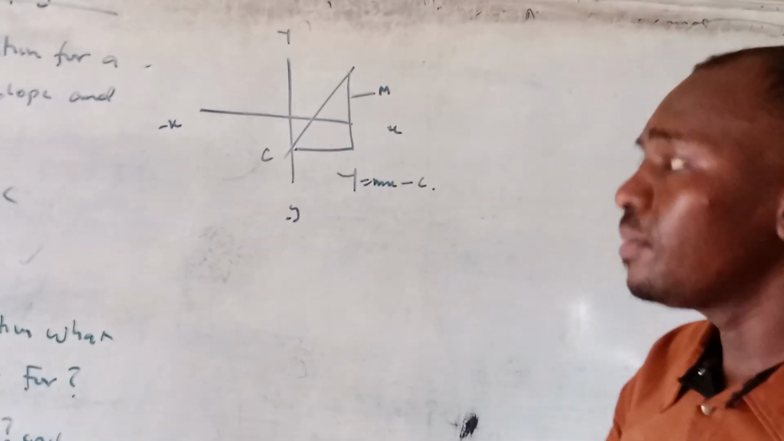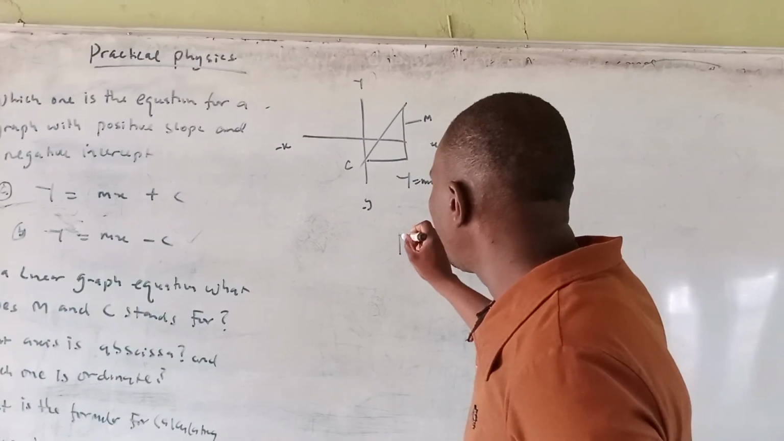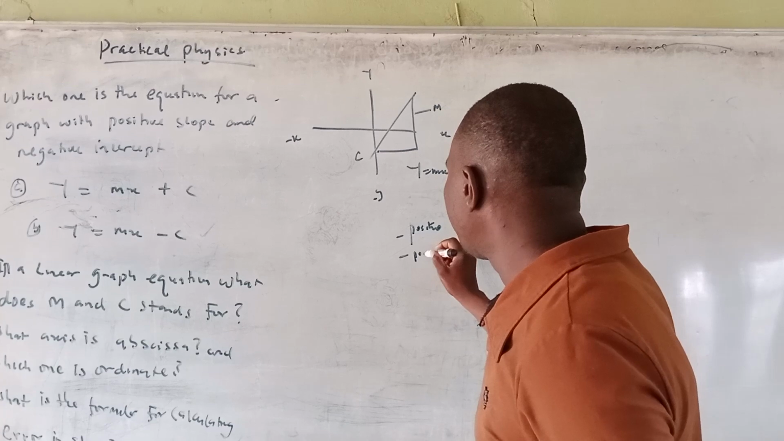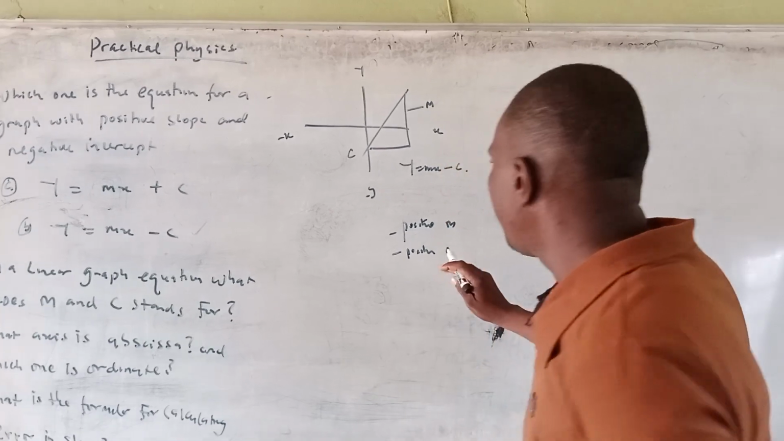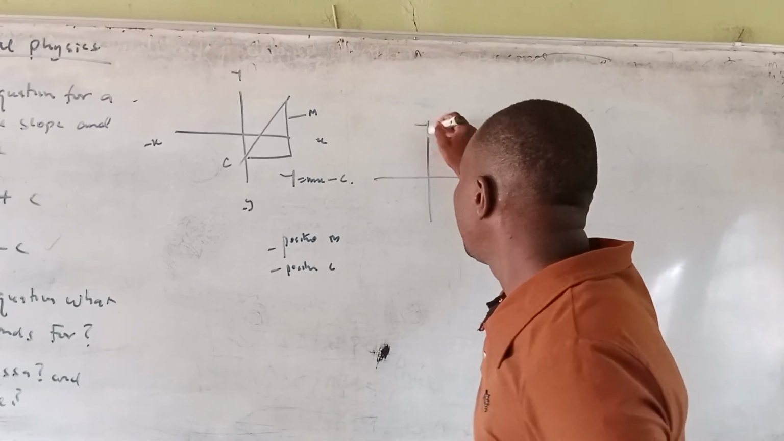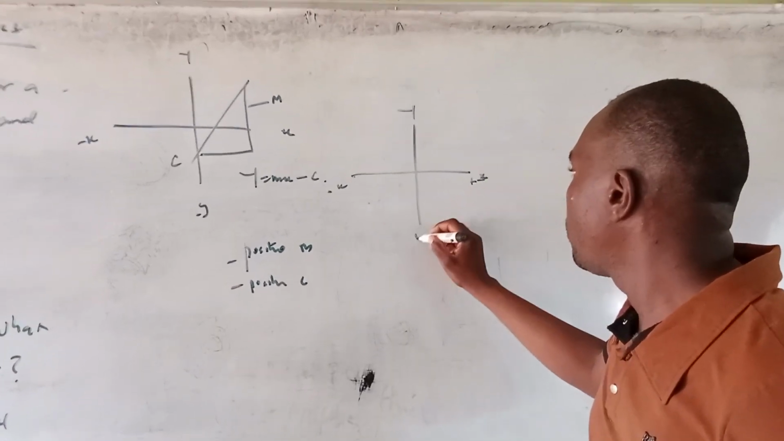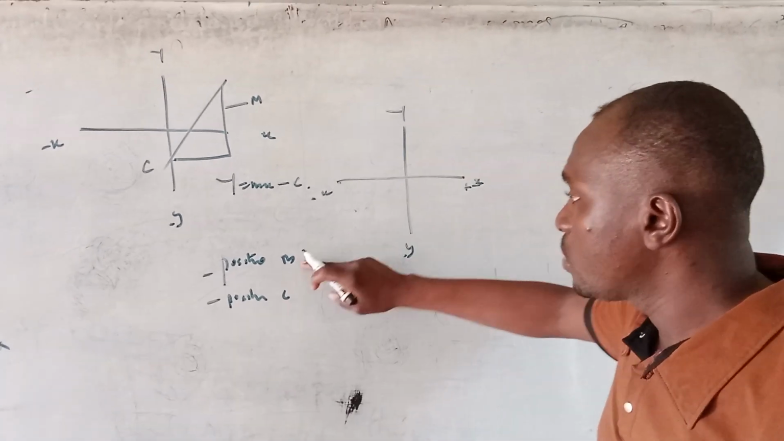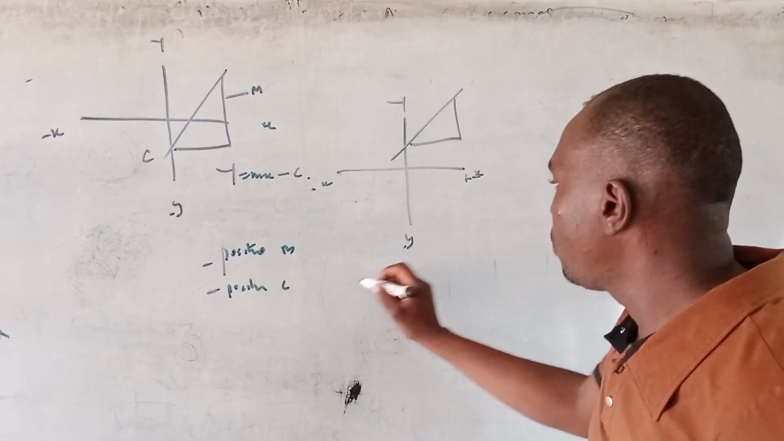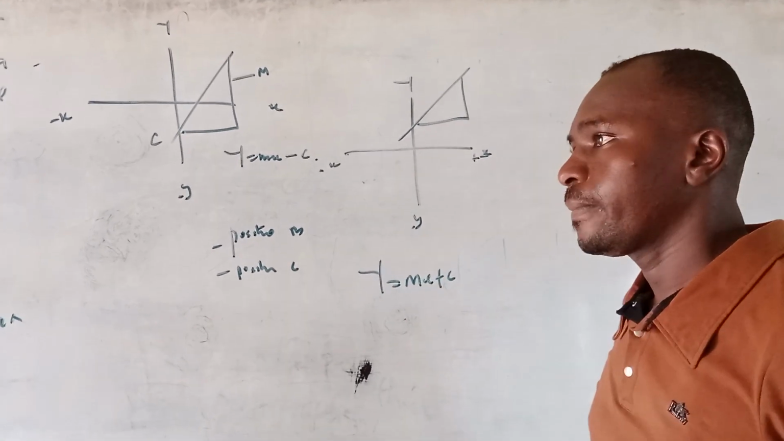Likewise, you can be given the same question that asks you to find a graph with a positive slope and also a positive intercept. C. For a positive slope and a positive intercept, if you have a graph like this, it's your y, x negative, x positive, and y negative. The slope is positive, intercept is positive, so this is going to be like this. And the equation is going to be y is equal to mx plus c.